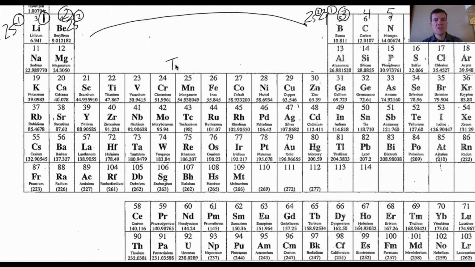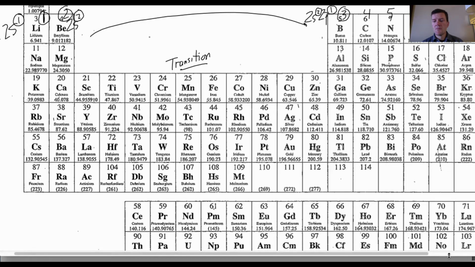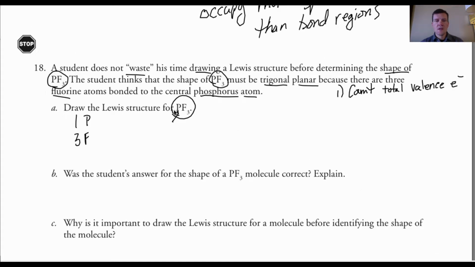We're going to ignore these transition elements just for a little while. Okay? We're just going to look at the main group elements on the periodic table. 1, 2, jump over here, 3, 4, 5, 6, 7. That's what we need to focus on right now. Okay? So let's go back to our questions here. We're going to look at phosphorus and fluorine.